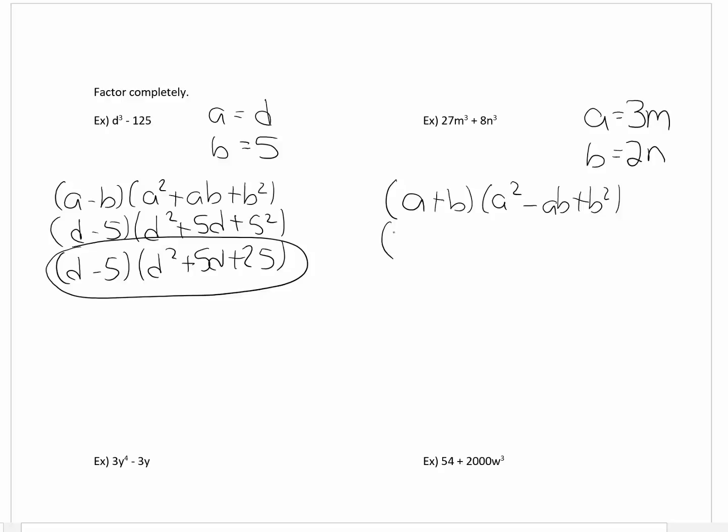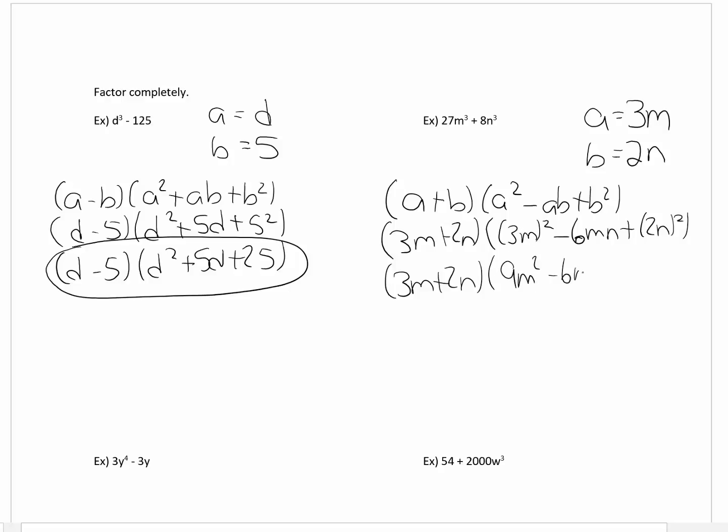So a plus b, that's 3m plus 2n. A squared, so that's 3m, quantity squared. A times b, that's 6mn, plus I'll take 2n and square it. So I'm going to simplify. 3m times 3m is 9m squared. And 2n times 2n is 4n squared. Again, I cannot factor the trinomial or the binomial any further, and we're done here.